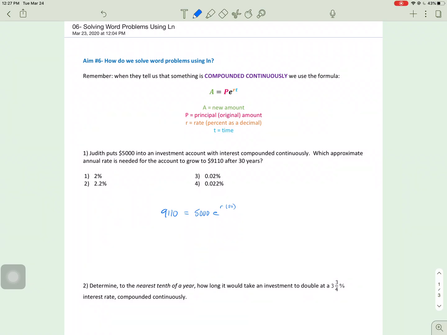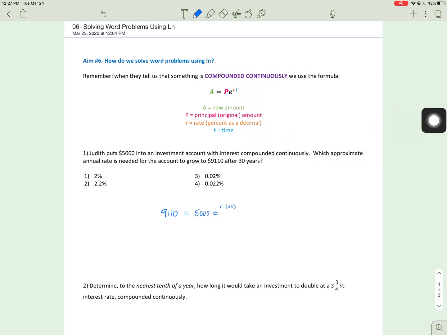All right, so day 6, solving word problems using ln, the natural log. Remember, the natural log is basically like log with a base of e. So if we remember things that were compounded continuously, we had the formula A equals Pe^(rt), where your new amount equals the original amount times e to the rate as a decimal times time, e to the rt.